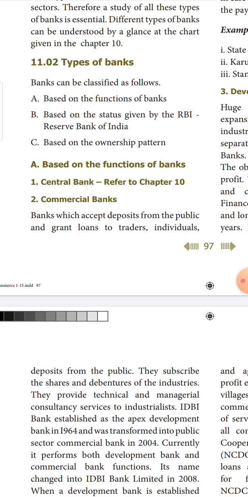Now first let us understand how banks are classified based on the functions that they do. Under that, the first category is the central bank. The central bank of our country is RBI. Everything about RBI we saw in chapter 10. In the last class we saw only about RBI, the central bank. It was created in the year 1935.